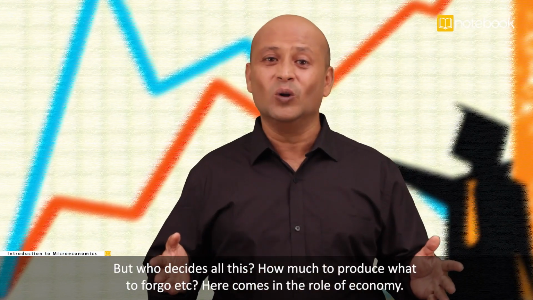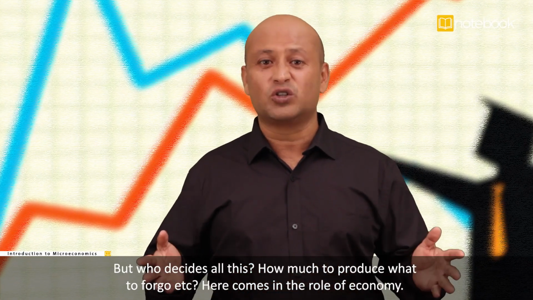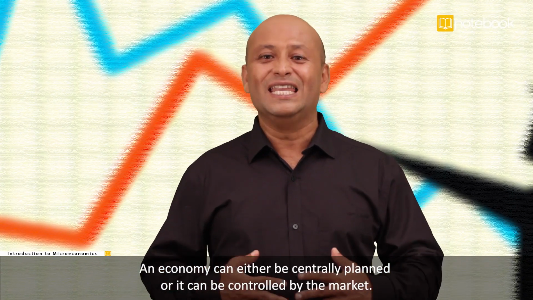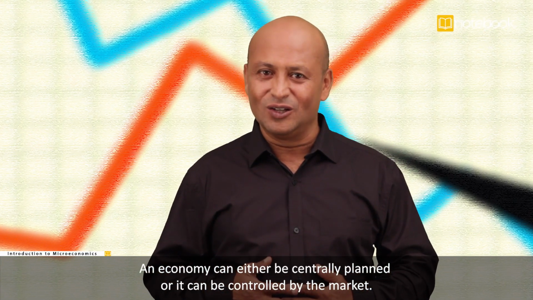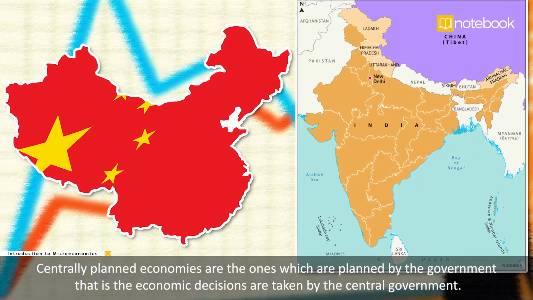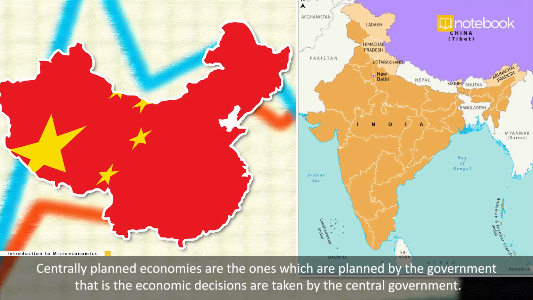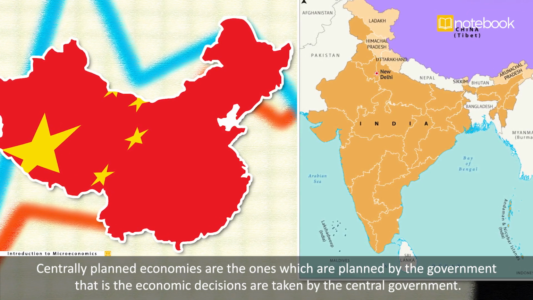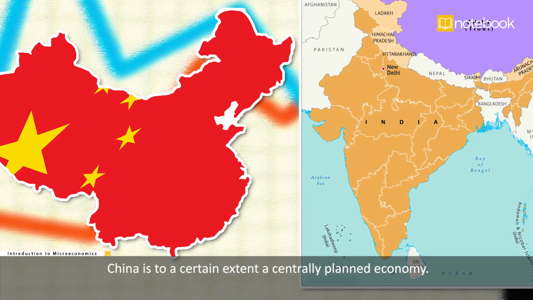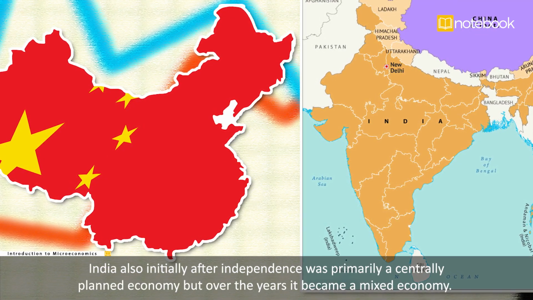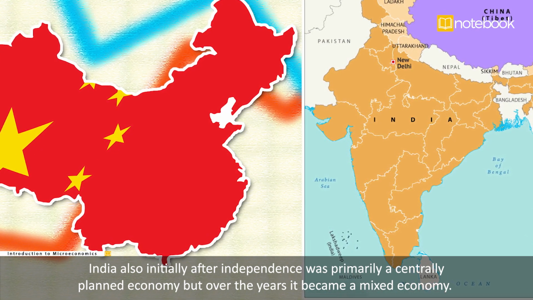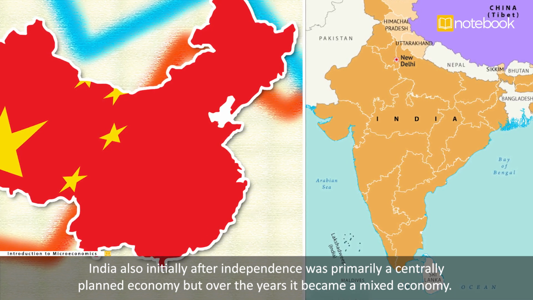But who decides all this? How much to produce, what to forego, etc. Here comes the role of the economy. An economy can either be centrally planned or it can be controlled by the market. Centrally planned economies are the ones which are planned by the government. That is, the economic decisions are taken by the central government. China is to a certain extent a centrally planned economy. India also initially, after independence, was primarily a centrally planned economy. But over the years, it became a mixed economy.